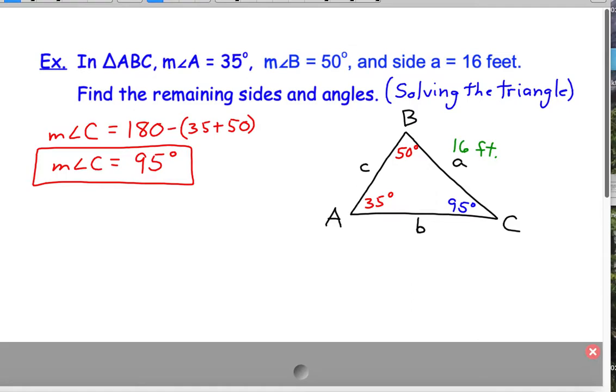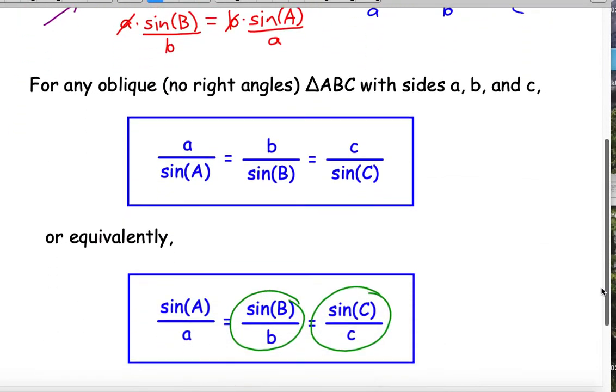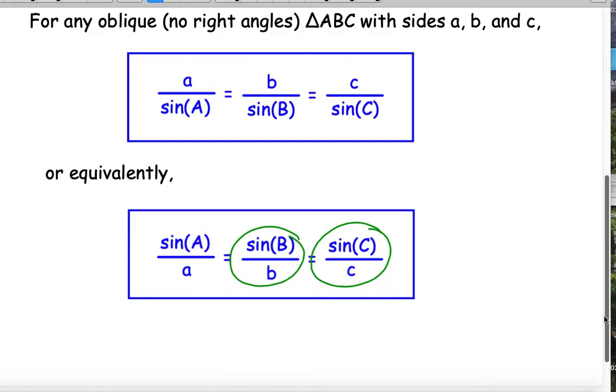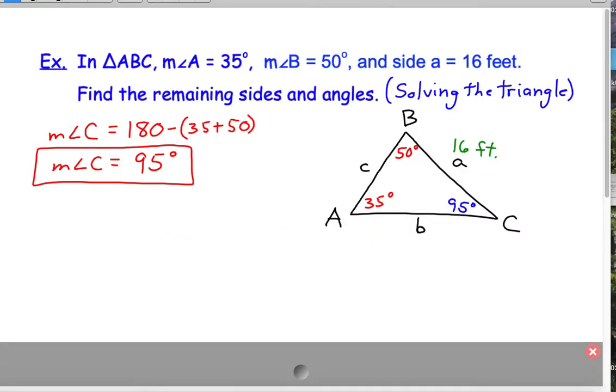So I'm missing a side. So what I want to do is, and it'll work either way, but since I'm missing sides, I'm going to use my ratios this way, with the sides on top. It just makes it easier when you're solving the proportion. So what do I know? In this problem, I know side a was 16 feet. I know angle A. I know angle B, but I don't know side b. So that's the proportion that I'm going to use to solve this. So you pick and choose based on what you have.